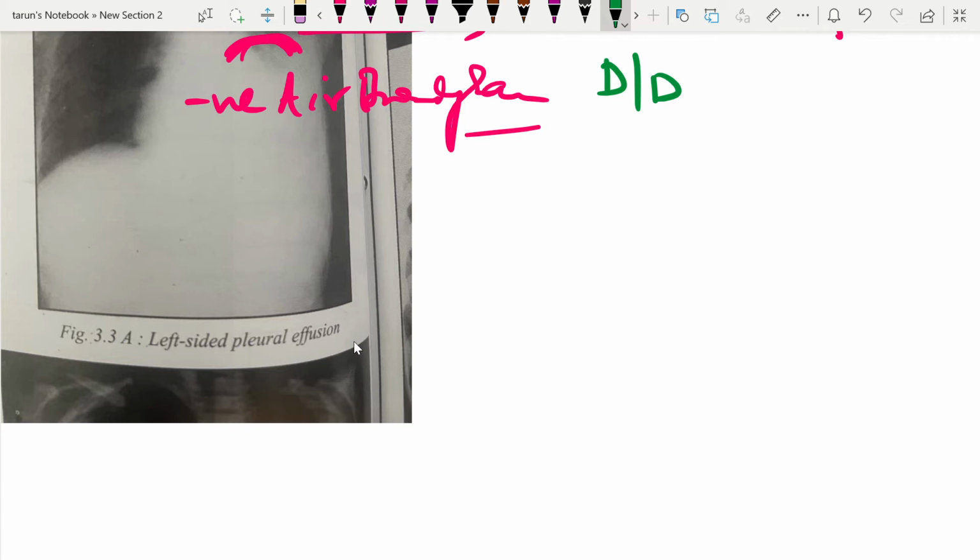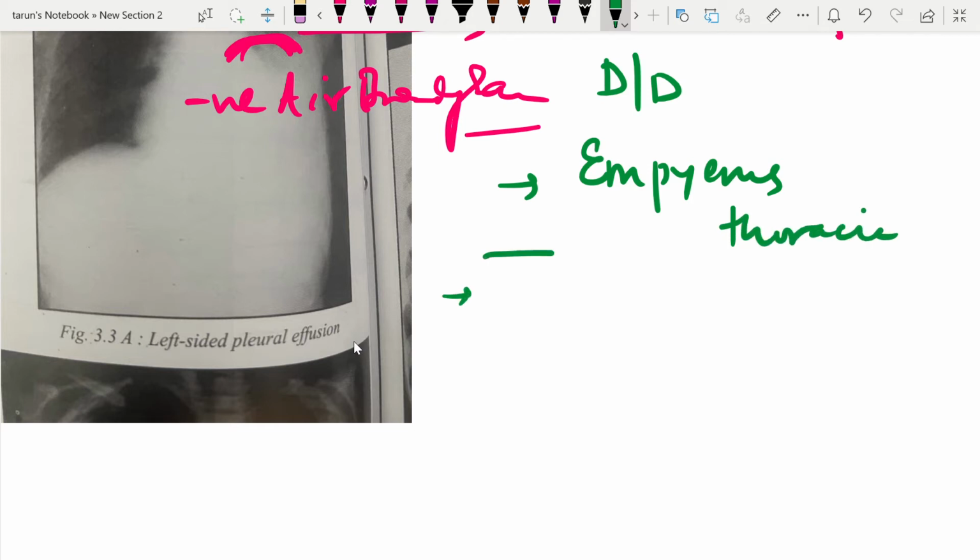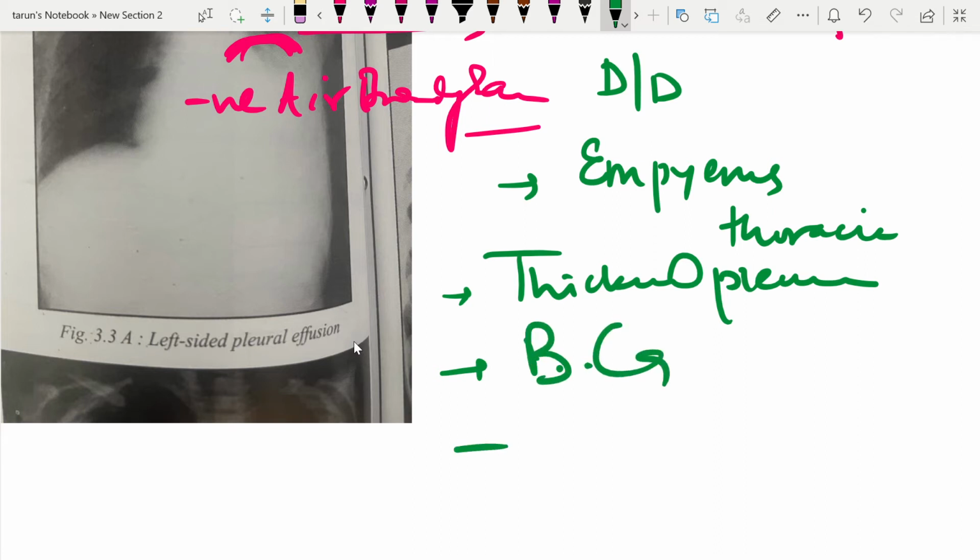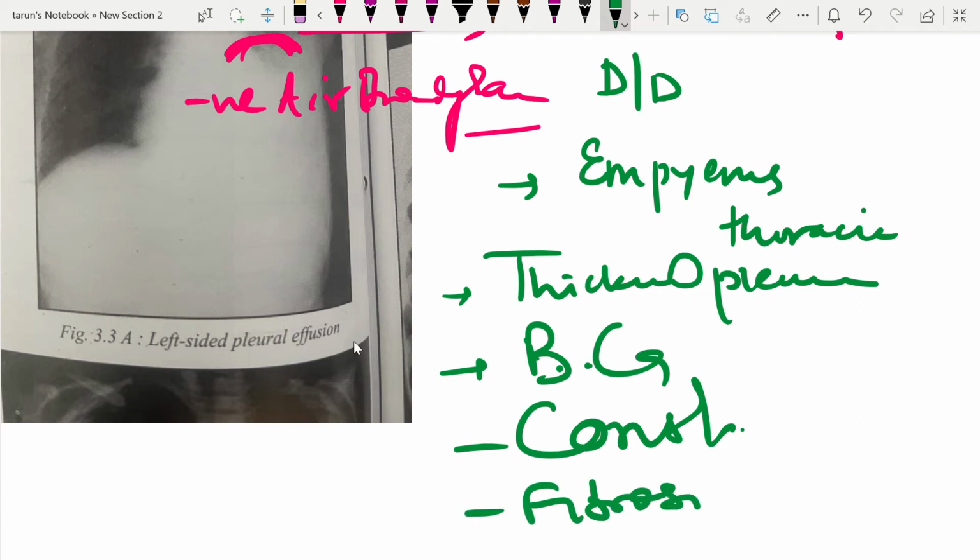So what are the possible differential diagnoses you will keep in your mind? You can say that it could be empyema thoracis, then you can say it could be thickened pleura, then bronchogenic carcinoma, then consolidation, then fibrosis and collapse. So these are the differential diagnoses of the chest X-ray which has been shown, that is left-sided pleural effusion.